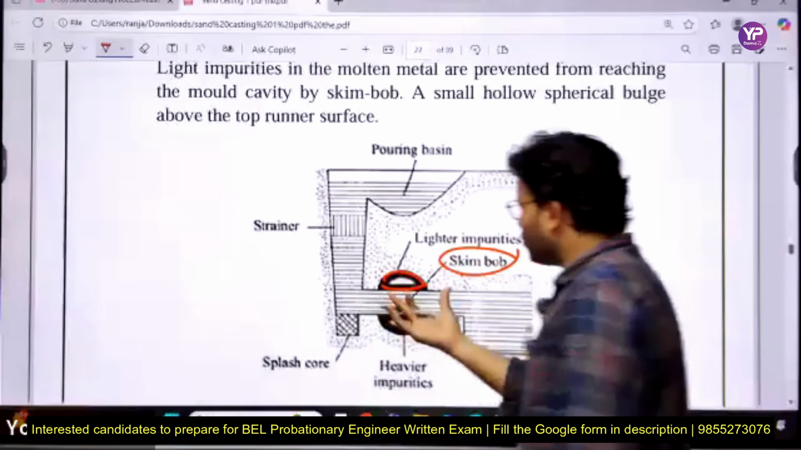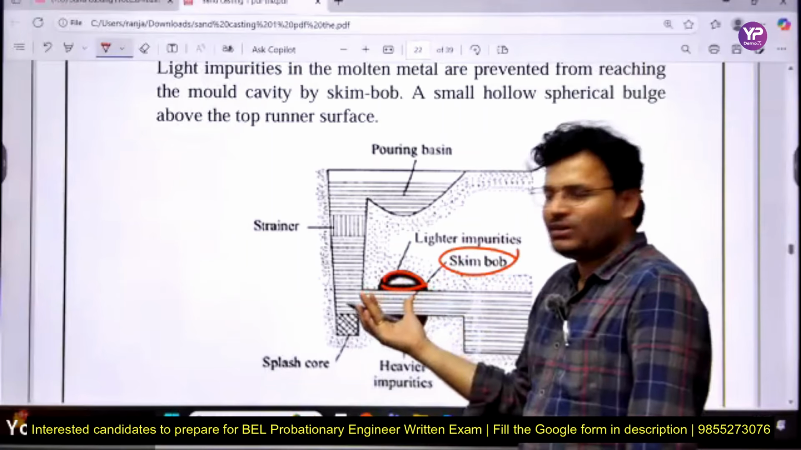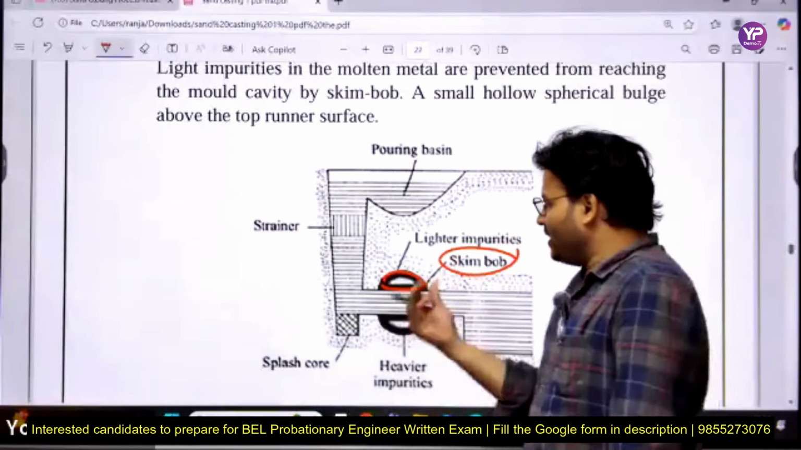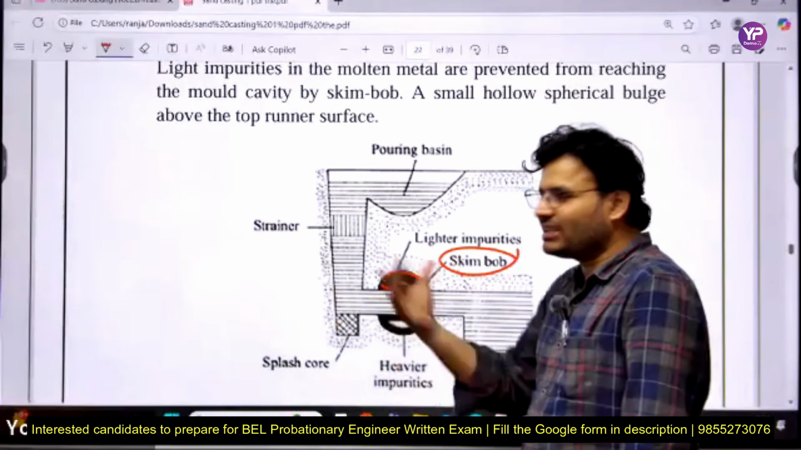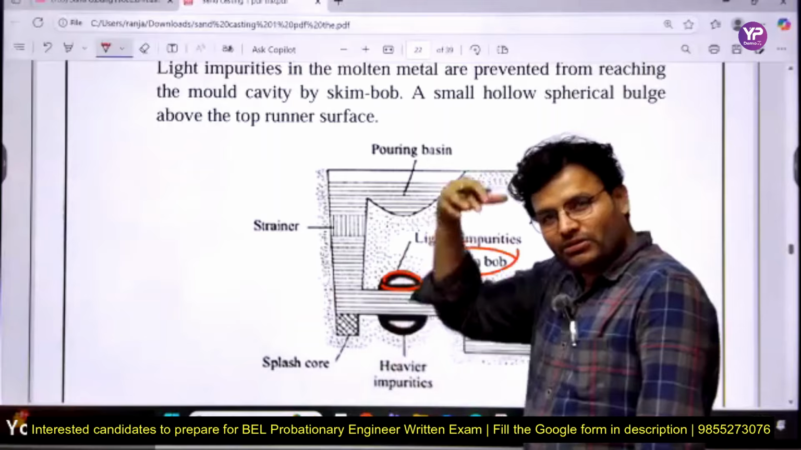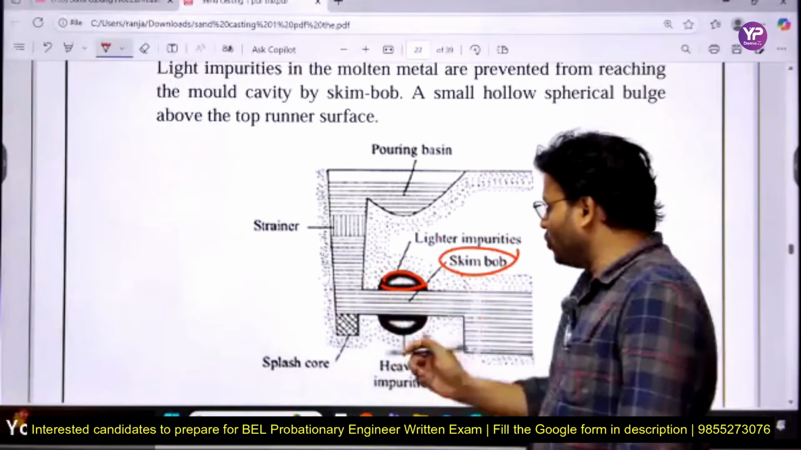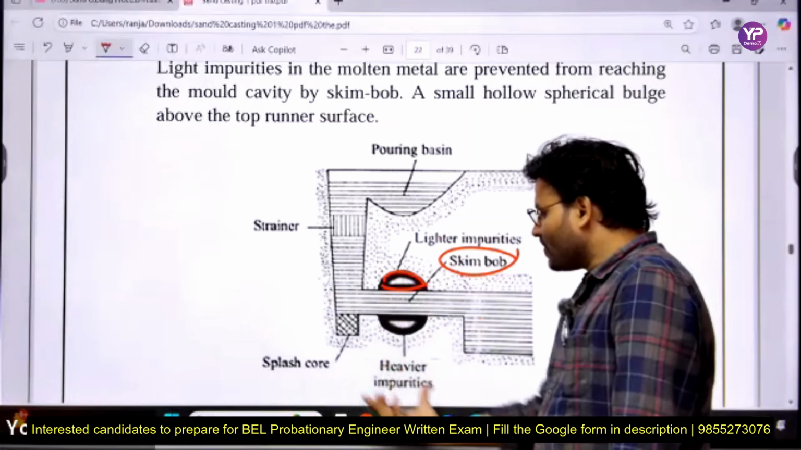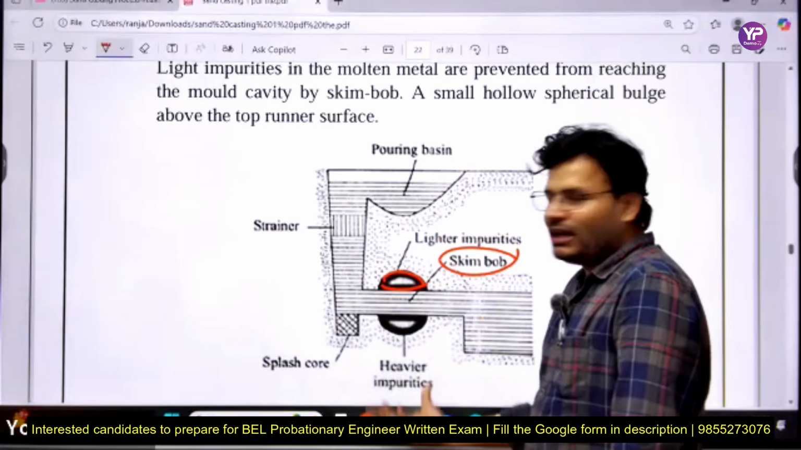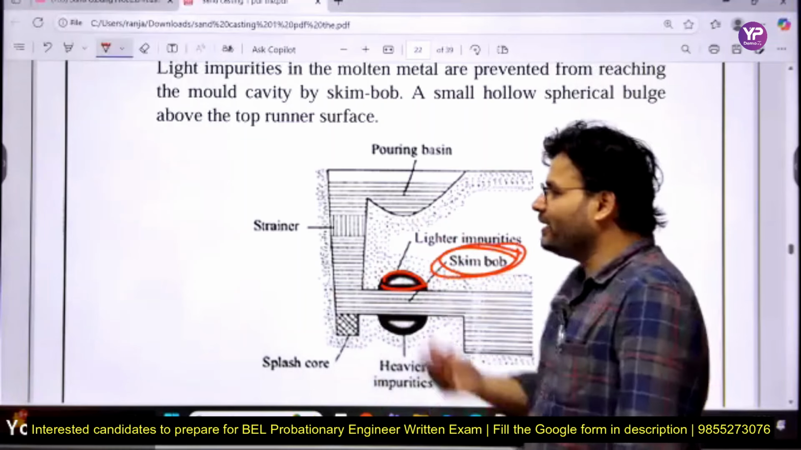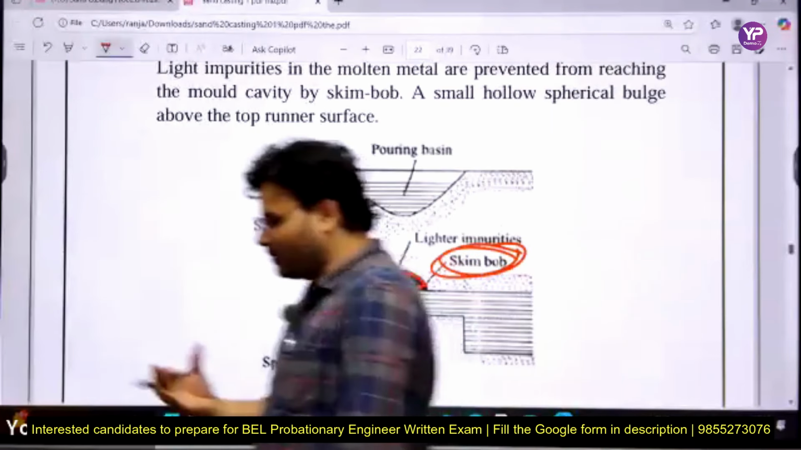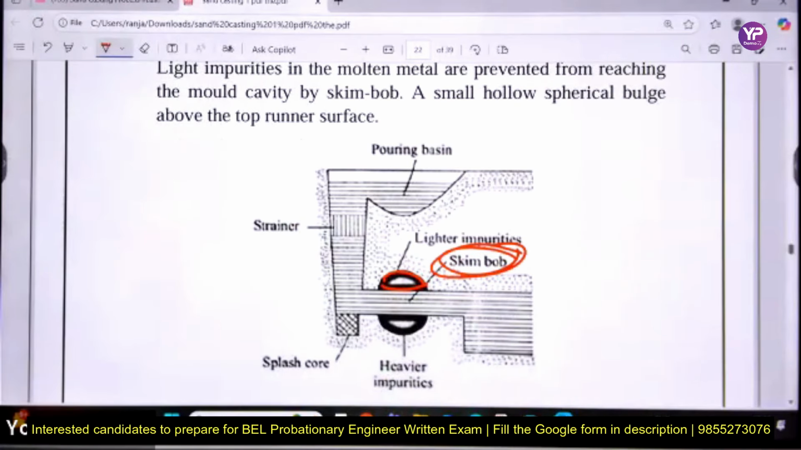So that is why you use the skim bob. The skim bob is designed in such a way that, something like churning, if any lighter particle goes through, it will be collected in the upper part, and if any heavier thing goes through, it will be collected in the bottom part. That is the function of the skim bob. It removes the impurities from the molten metal before entering the cavity, so that any defect that could be produced because of that impurity will not happen, and that is the good thing.